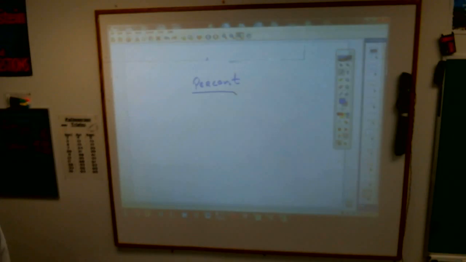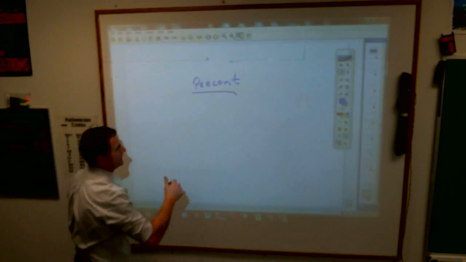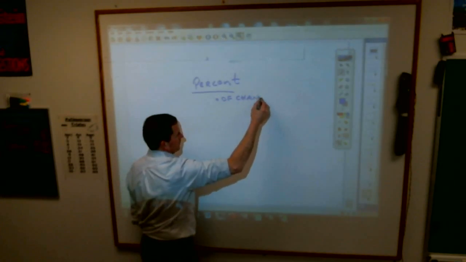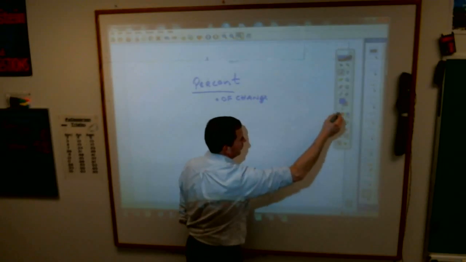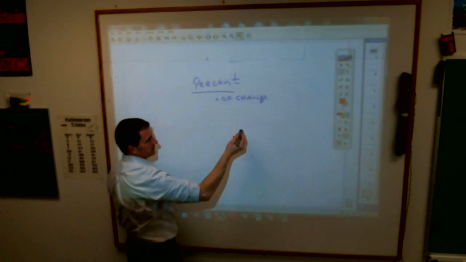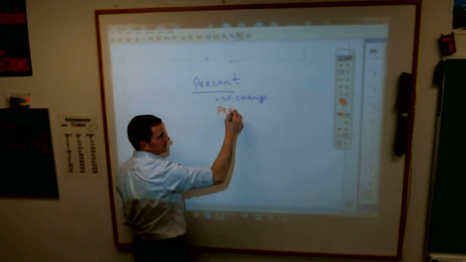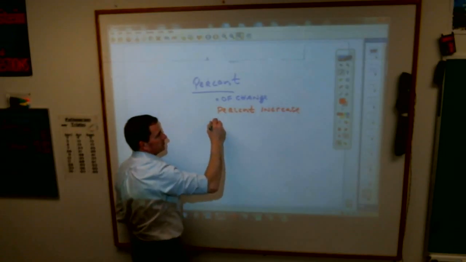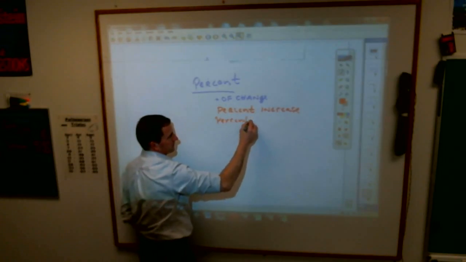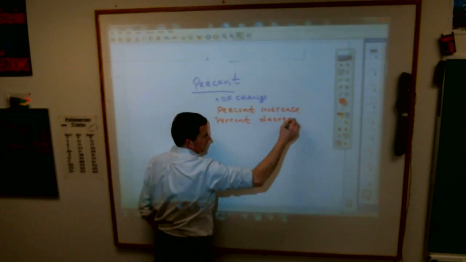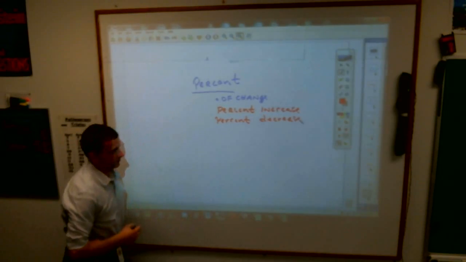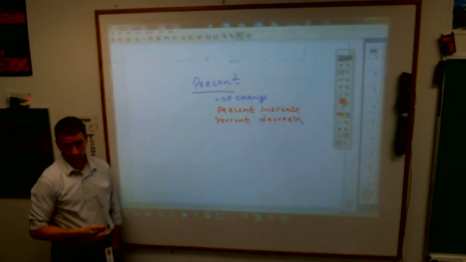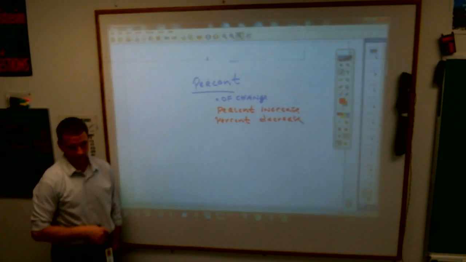And the little subheading on this is percent of change. Basically, we're talking about what happens when things go up in percent, a percent increase, or a percent decrease. And where you see this a lot is when you go into a store and something is on sale.